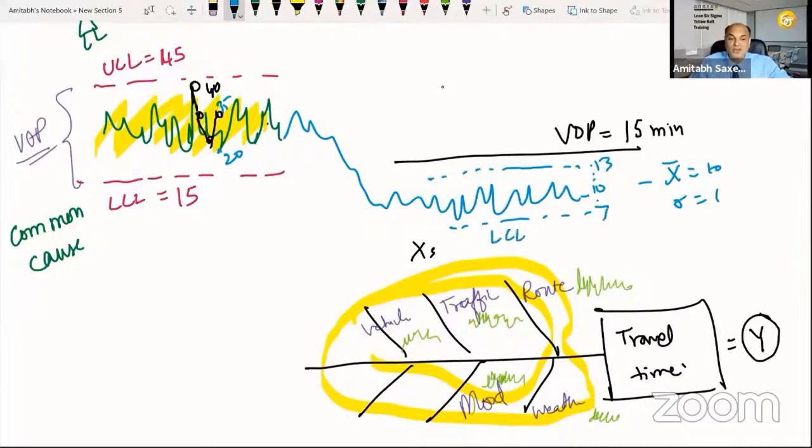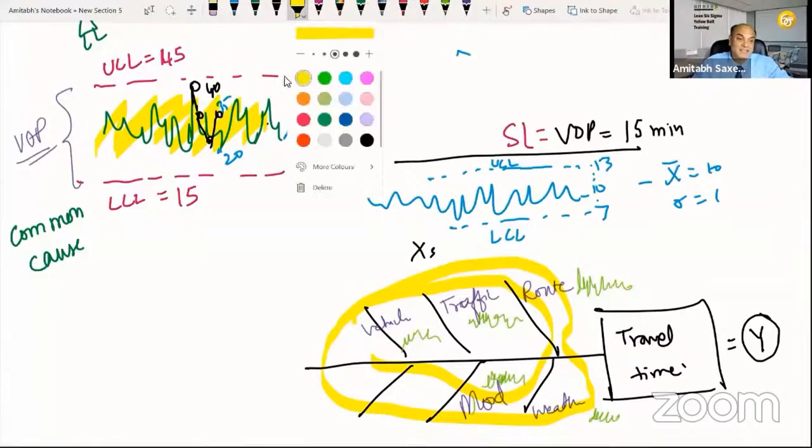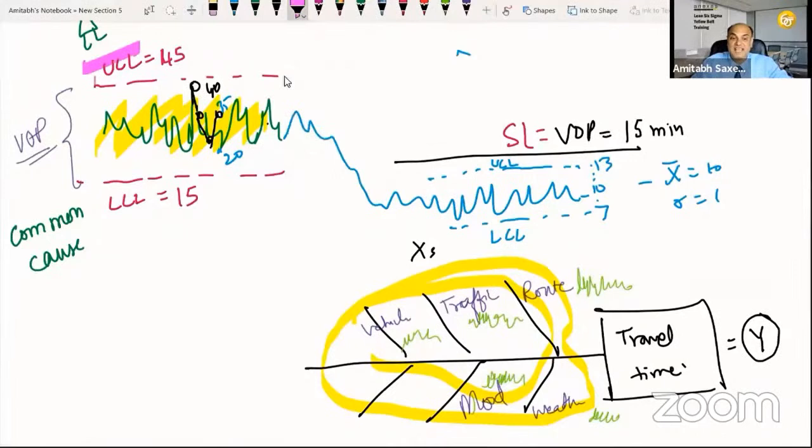My new lower control limit and upper control limit should be within the specification limit, which is voice of customer. So this is SL. Remember, this was CL. Okay, this is SL, specification limit. Specification limit is voice of customer, given by the customer. CL is given by the process.